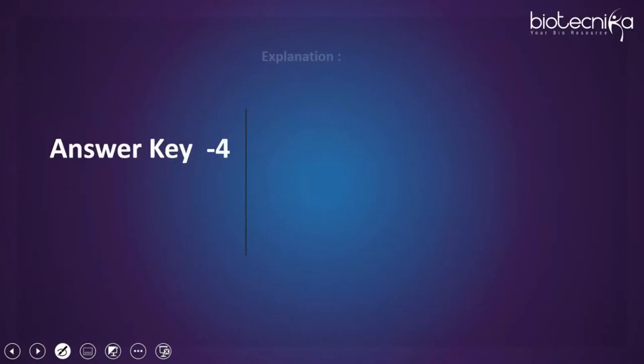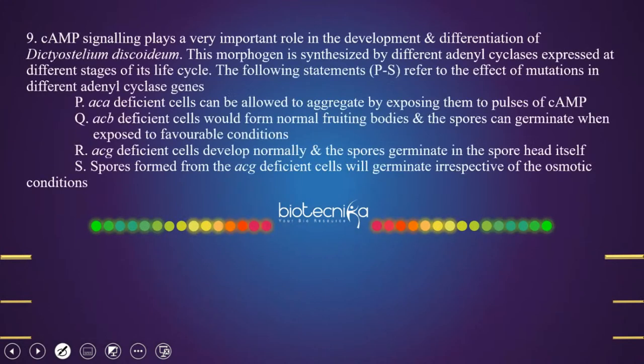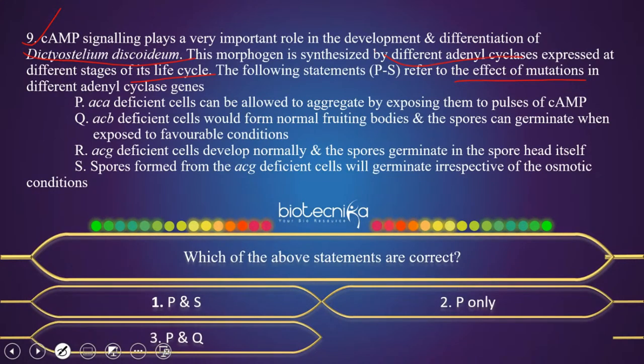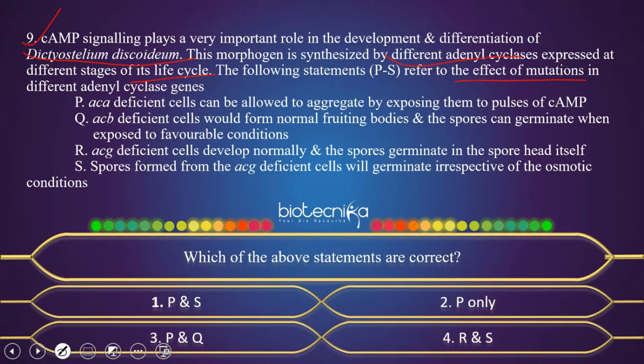Okay. Next question. Second last question. Come on, you have to get it correct. cAMP signaling plays an important role in development and differentiation. Oh, Dictyostelium discoideum. Another favorite topic. This morphogen is synthesized by different adenylyl cyclases expressed at different stages of the life cycle. The following statements refer to the effect of mutations. So, which of these is correct? P and S, P only, P and Q, R and S.